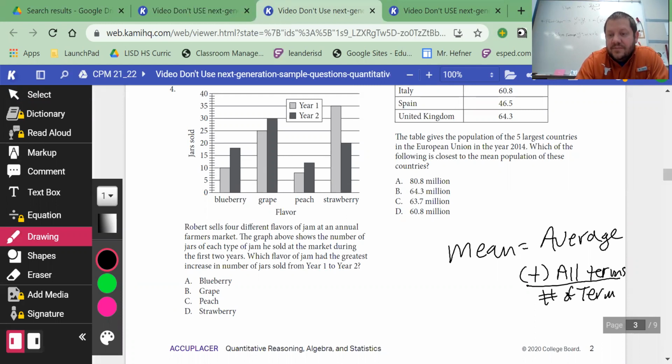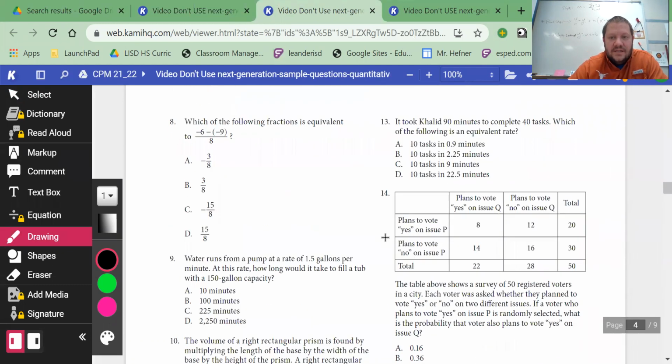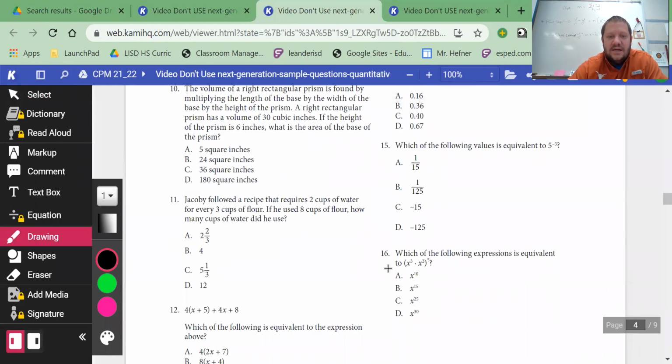Which would be, in this case, there's 1, 2, 3, 4, 5 of the largest countries in the world is what it says in the word problem. So you'd add up all those numbers in the columns and divide it by 5. Okay, so that's some probability and statistics stuff you could try in here.